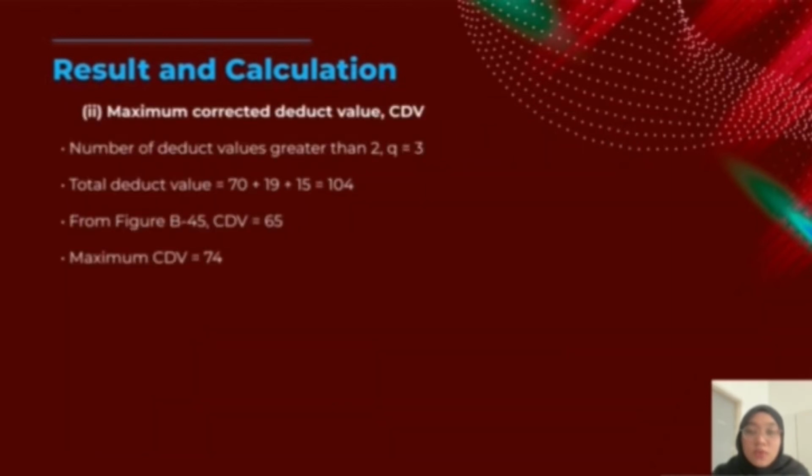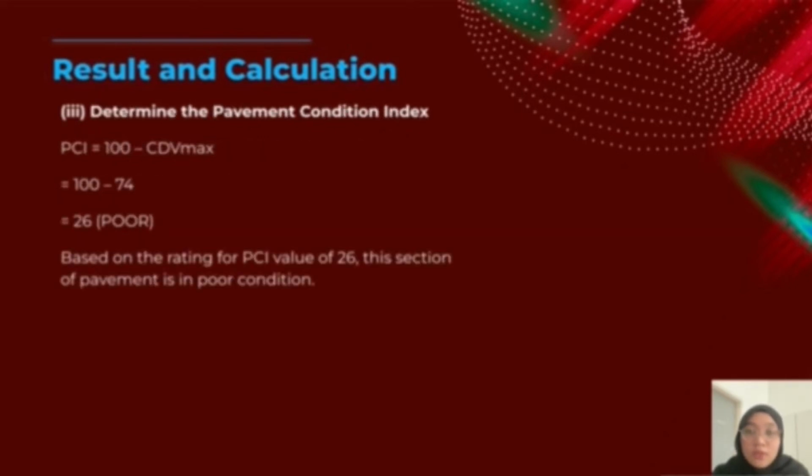For the next step, we have to find the maximum corrected deduct value, which is the CDV. Based on the figure, we found that the CDV is 65 and the maximum CDV is 74. Then we have to determine the pavement condition index. For the PCI equation, we subtract the maximum CDV, which is 74, from 100. So 100 minus 74 is 26. Based on the rating of PCI values, 26 is considered a poor condition. So this section of pavement is in a poor condition.